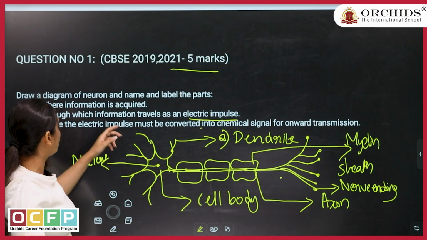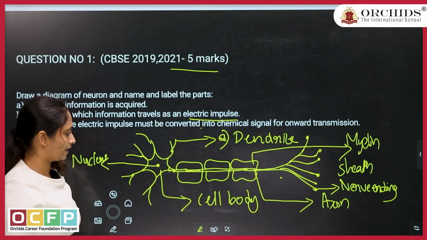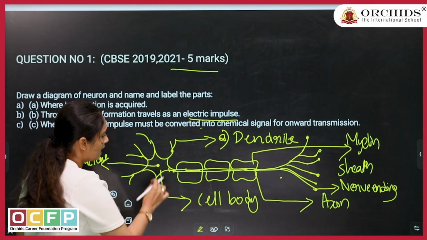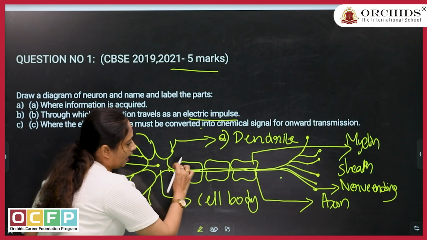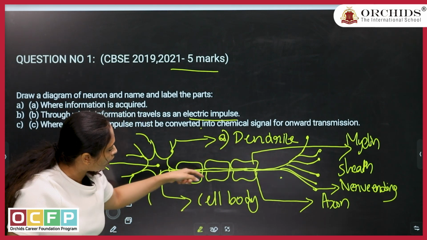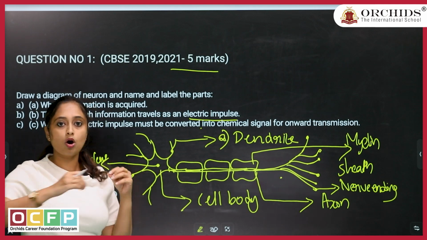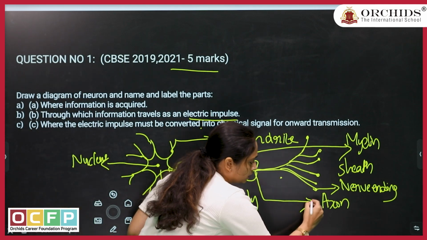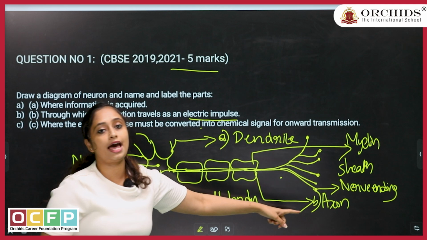So it is moving in the form of electrical impulses. So the answer of B question is, the electrical impulse is traveling through the neuron through the long body or a long chain which is known as axon. So the answer of B is axon.